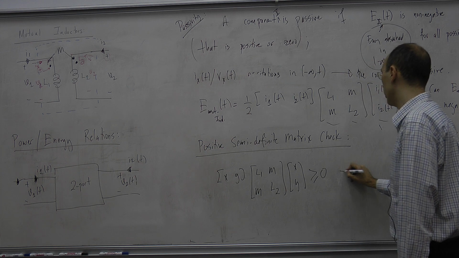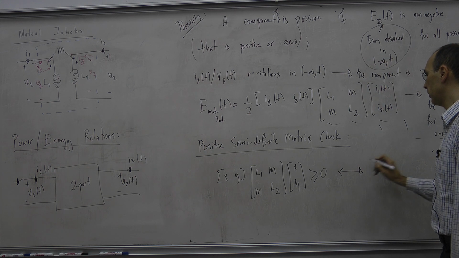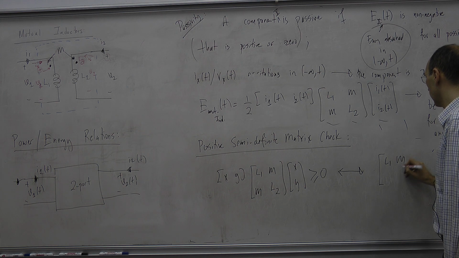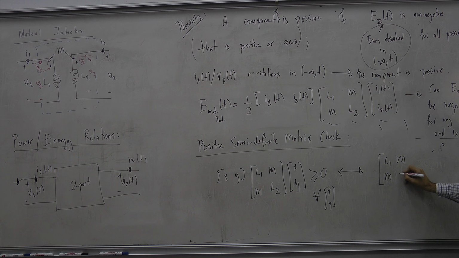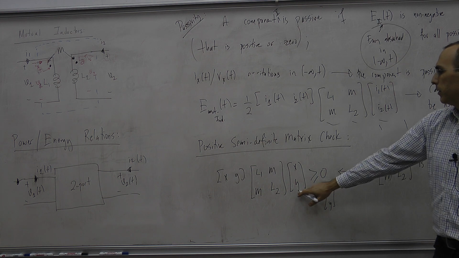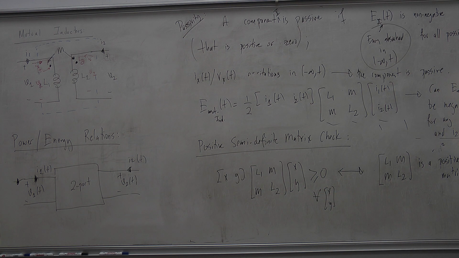If it is greater or equal to 0 for all x and y, this matrix L1, L2, M is said to be a positive semi-definite matrix. Okay, so matrices satisfying this condition are called positive semi-definite matrices. Of course, this is not limited to 2 by 2 matrices, but for our purposes, for this example, it's this.